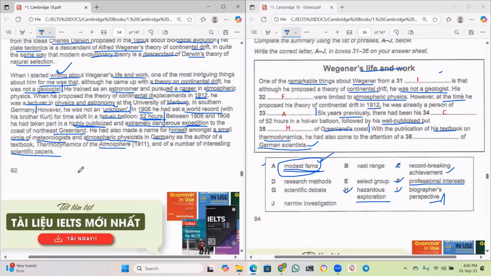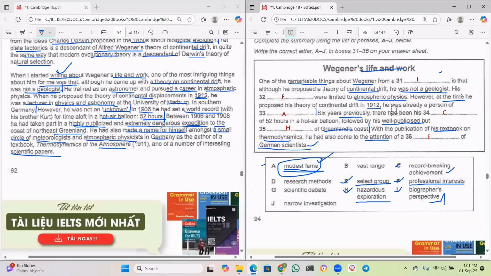Okay, so what is the answer, guys? Come on. He also came into attention of a dash of. Attention means this. He had also made a name for himself, means attention among a small circle. So small circle is my answer. So small circle. What is the synonym for small circle here? Any word? Select group. Yes. Select group is nothing but a small circle. Yes. That is my answer. So this one is also quite easy, guys.